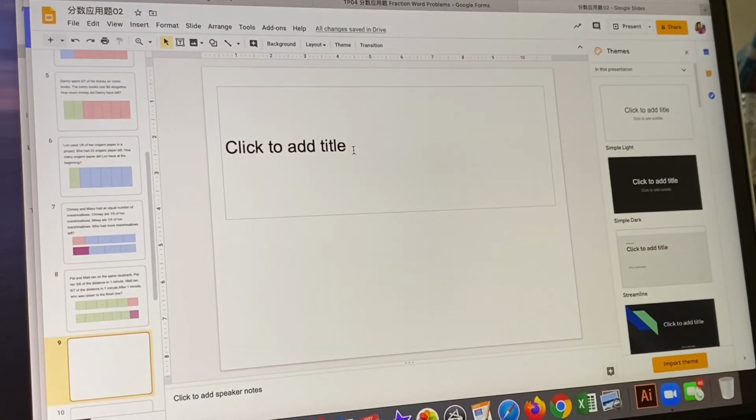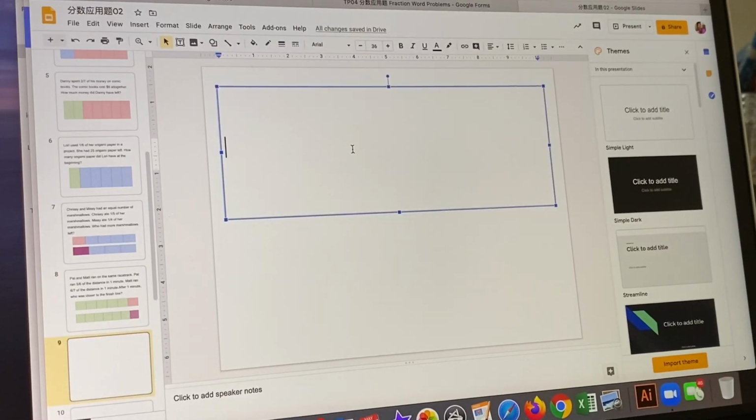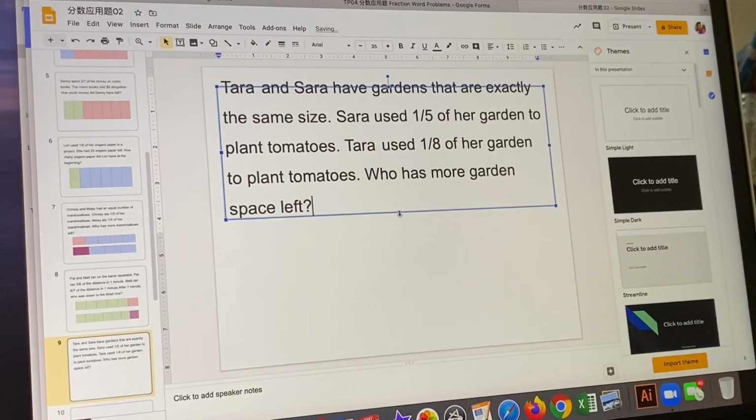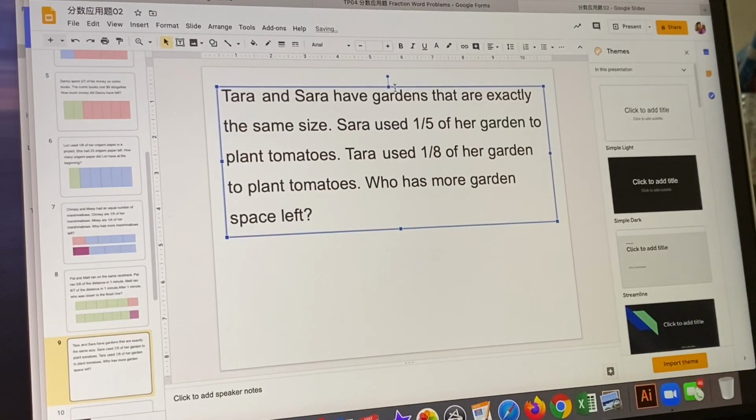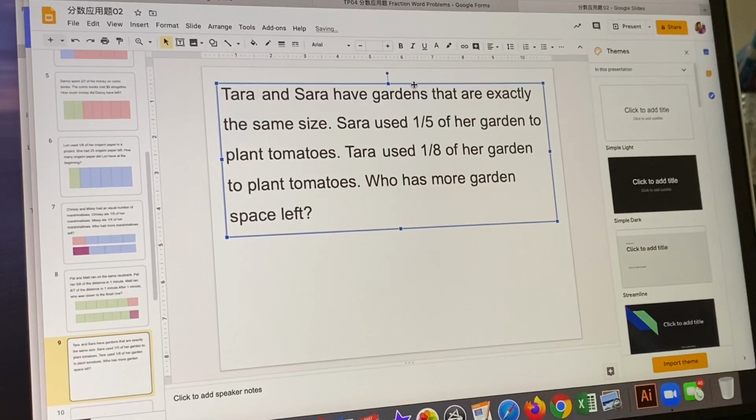Here is another one. It kind of is a waste of time, but it helps me to see the problem so much better. Tara and Sarah have gardens that are exactly the same size. Sarah used 1/5 of her garden to plant tomato. Tara used 1/8 of her garden to plant tomato. Who has more garden space left? Of course she has. So exactly the same size of garden.